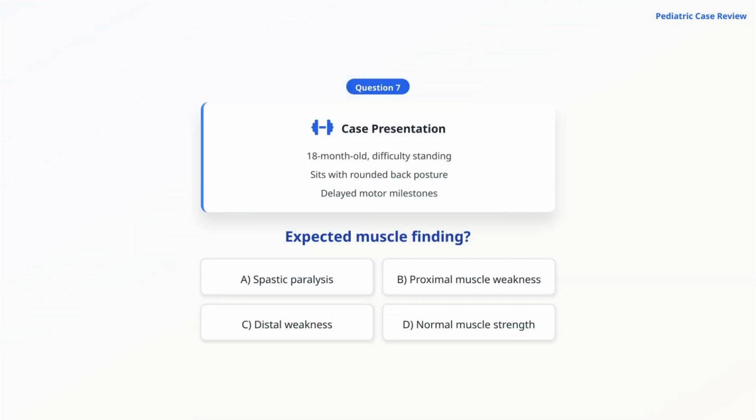Case 7. An 18-month-old child has difficulty standing independently. Parents report the child sits with a rounded back posture. Developmental assessment reveals delayed motor milestones. Question: what is the expected muscle examination finding?